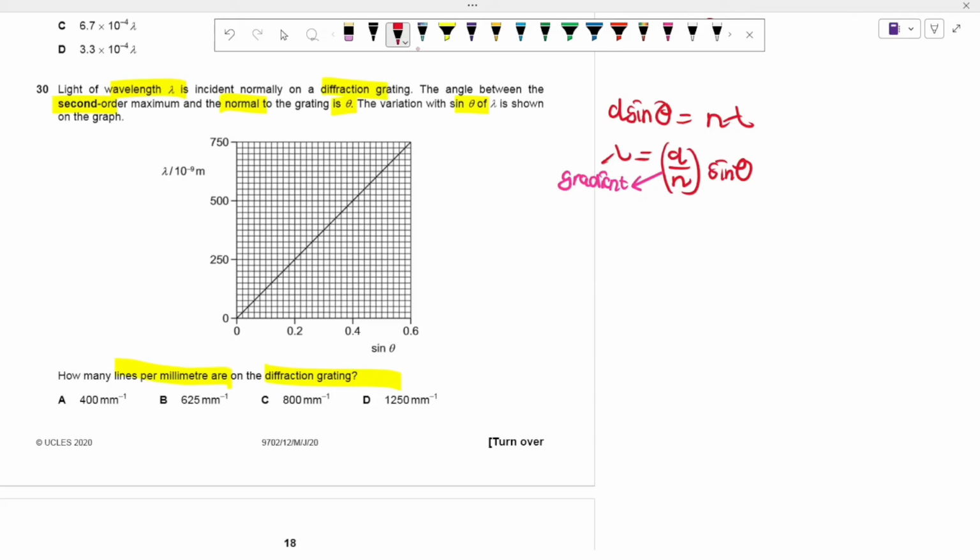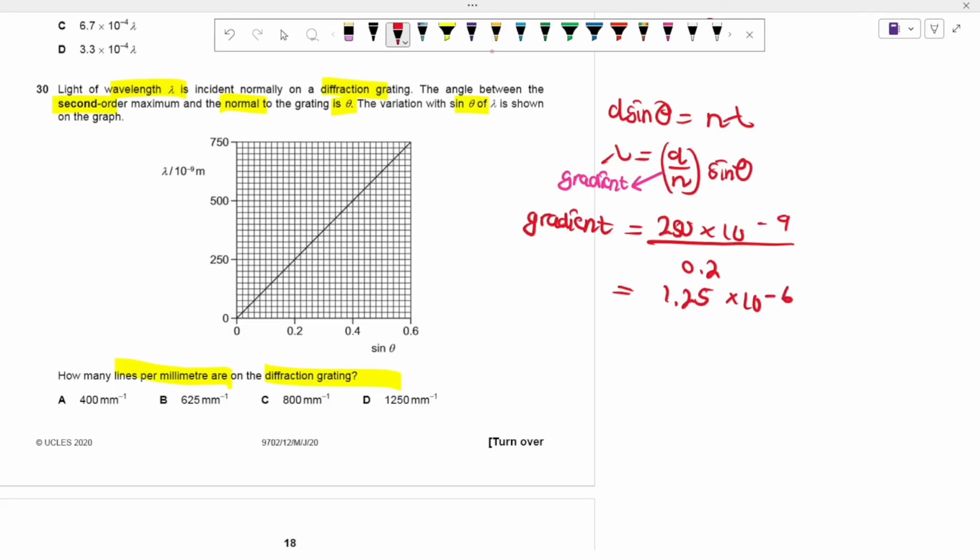In order for me to find my gradient, this is just a specific ratio that I'm going to find. So my gradient will be equal to my change in y, which is 250 times 10 to the power of negative 9, divided by my sine theta, which is 0.2. If I divide this, it's just going to give me 1.25 times 10 to the power of negative 6.